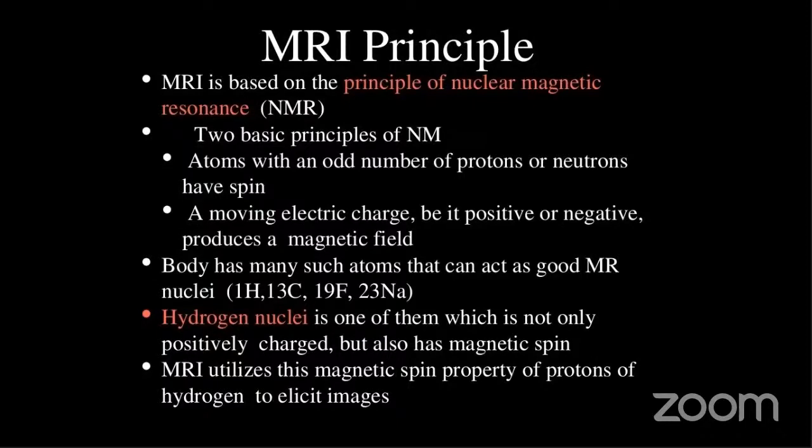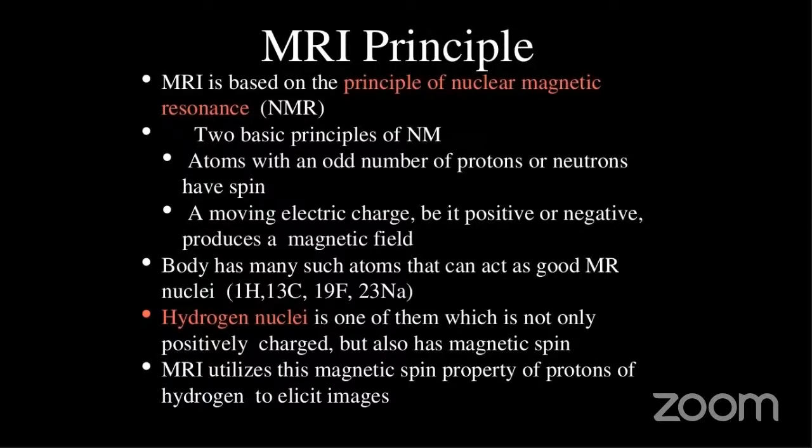The low energy ones will be along the magnetic field, and the high energy ones will be against, or opposite in direction to, the magnetic field that we are applying. So once you align them in a single direction, then you give the radio frequency.